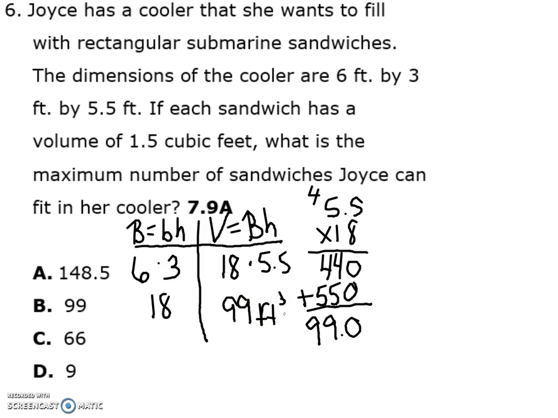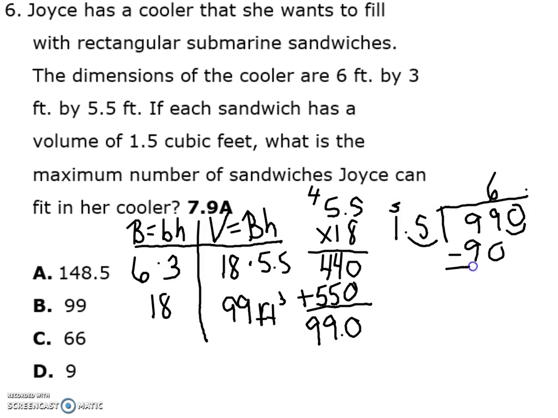And we want to know if each sandwich is 1.5 cubic feet, how many sandwiches can fit into the cooler? So we need to divide 99 by 1.5. So we have to hop over the divisor, hop over the dividend. 15 can go into 99 6 times. 6 times 5 is 30. 6 times 1 is 6, plus 3 is 9. We subtract.